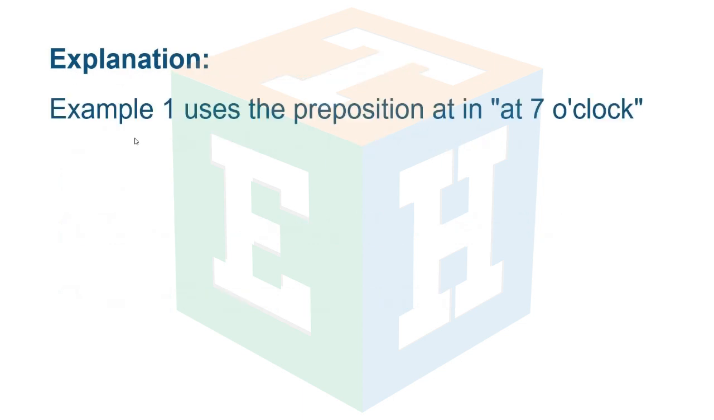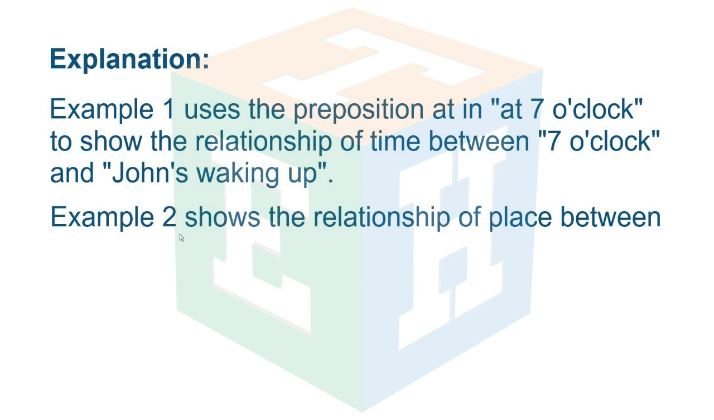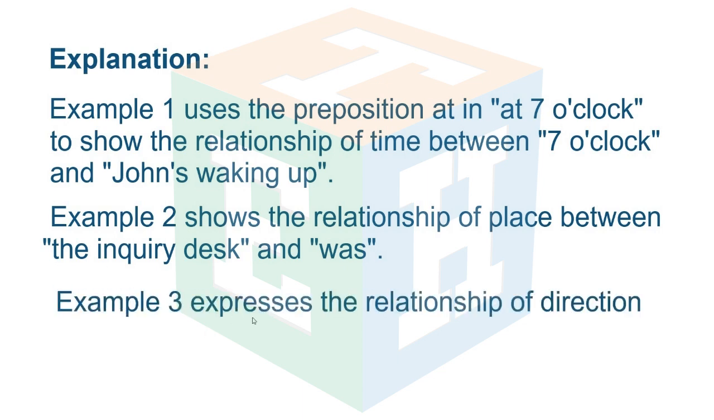Explanation. Example 1 uses the preposition at in at 7 o'clock to show the relationship of time between 7 o'clock and John's waking up. Example 2 shows the relationship of place between the inquiry desk and was. Example 3 expresses the relationship of direction between him and through.